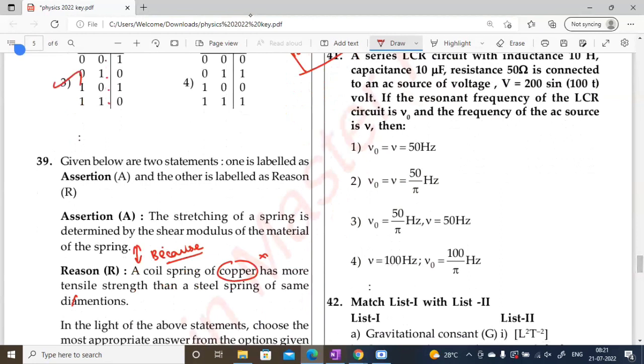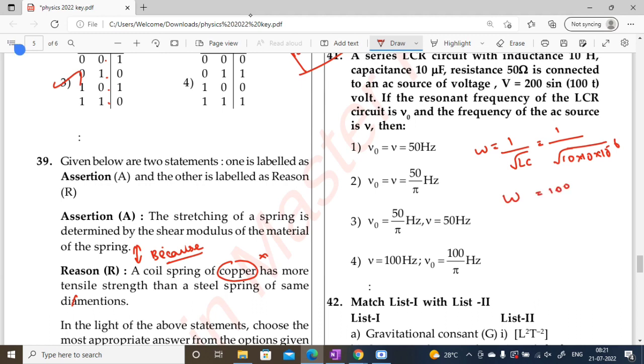Next, an LCR circuit of inductance 10 Henry, 10 microfarad of capacitance, and resistance 50 ohm is connected to an AC source of 200 sine omega t, which is 100 t. The resonant frequency in the LCR circuit. So we know the formula for finding the resonant frequency. You know it, guys. The resonant frequency is given by 1 by root LC, and we are getting the values of L and C. L is 10 and C is 10 into 10 power minus 6. On solving, we are getting the omega value to be 100.